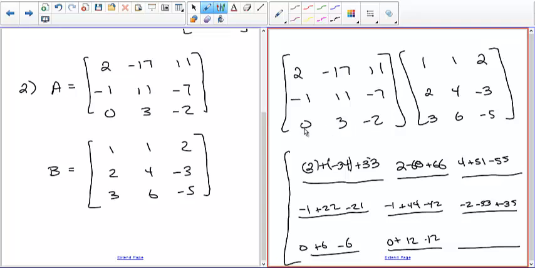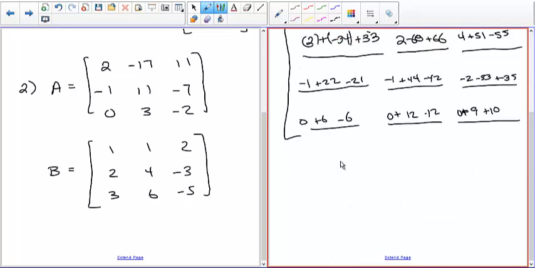And finally, third row, third column. 0 times 2 is 0. Negative 3 times 9 is negative 9. And negative 2 times negative 5 is plus 10. So here, 35 minus 34 is 1. Negative 68 plus 68 is 0.